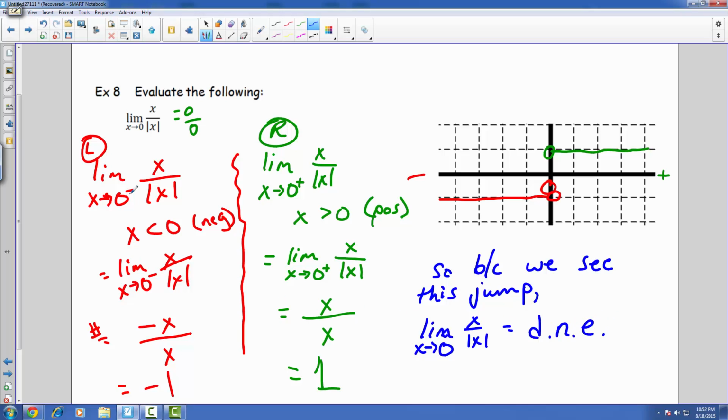But we had to show that using left and right side limits to actually prove why this isn't working out. All right. So again, that is example 8 from our 1.2 set of notes.